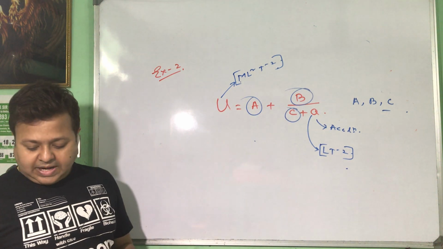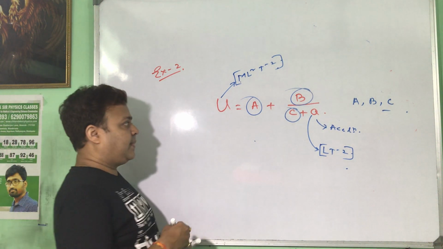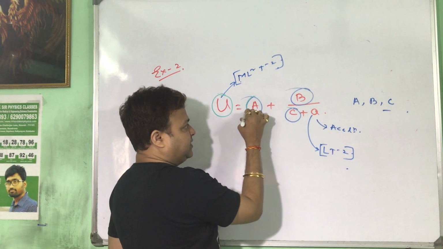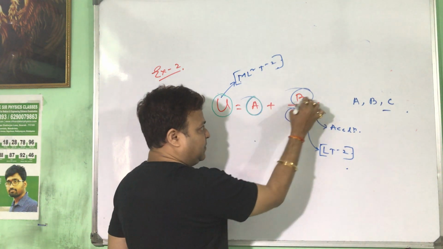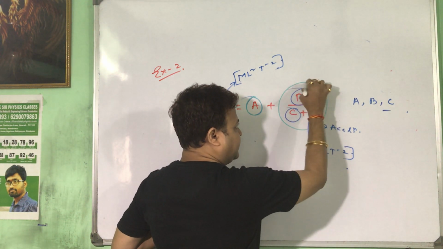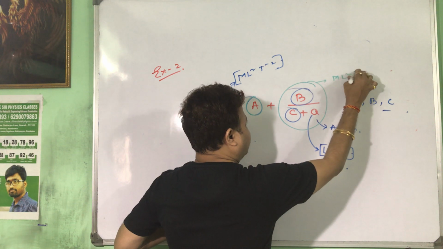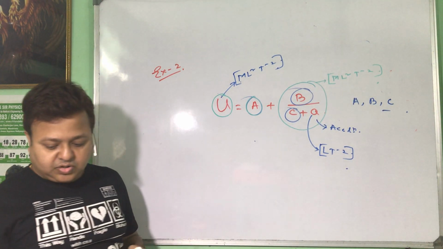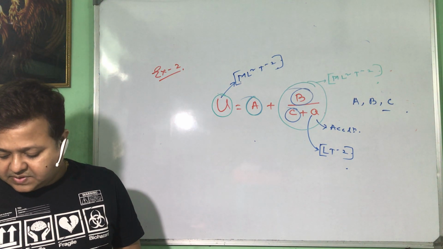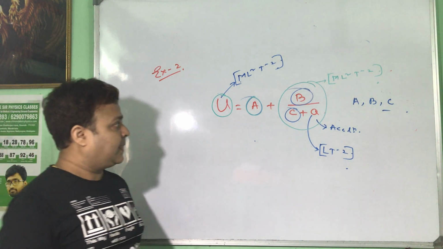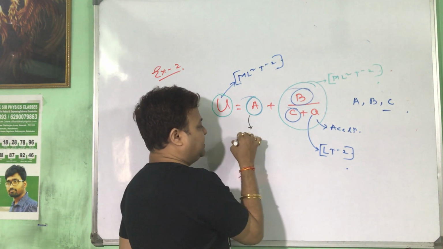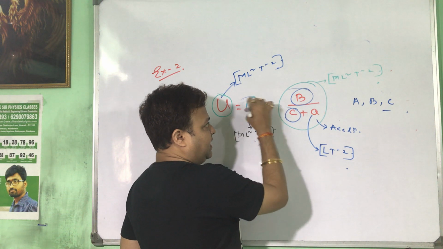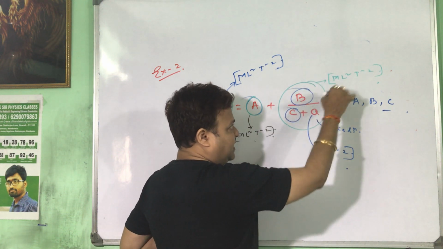Okay. So according to the dimensional homogeneity, the dimension of energy must be equal to the dimension of A, that must be equal to the dimension of this one now, that is ML square T minus 2, because we can add or subtract the same dimensional quantity. This is also the dimension of energy, ML square T minus 2. A plus this one, that must be the dimension of energy.